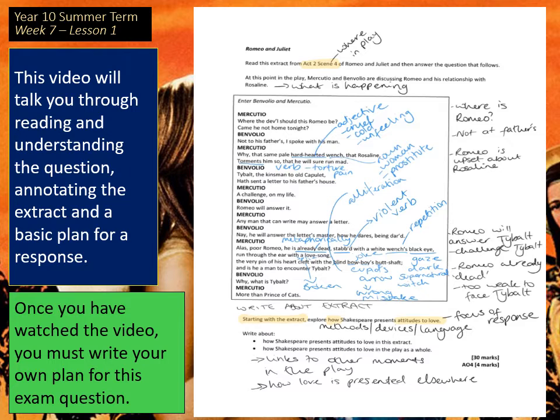We've also got the sense that love is a bit of a joke, or that it's wrong. Okay, the way that he describes blind Cupid's arrow. And then obviously Mercutio implies that love has made Romeo weak. Okay, he's too weak to face Tybalt.